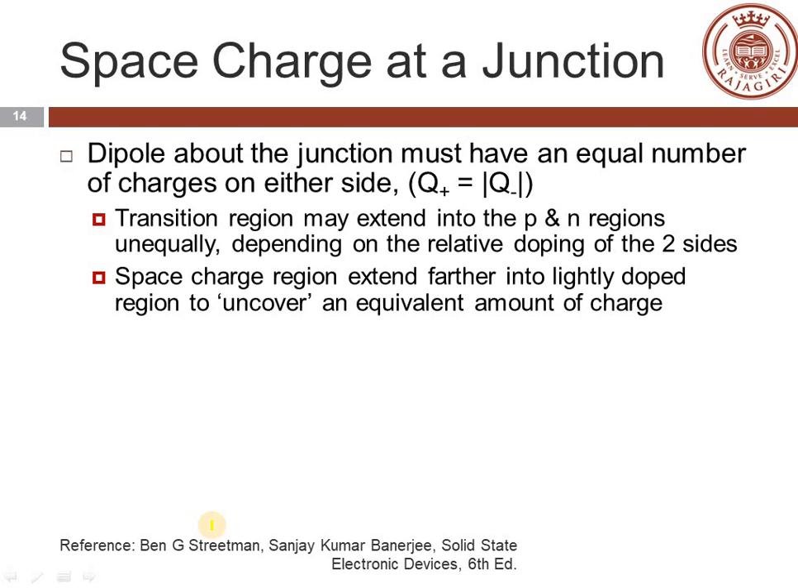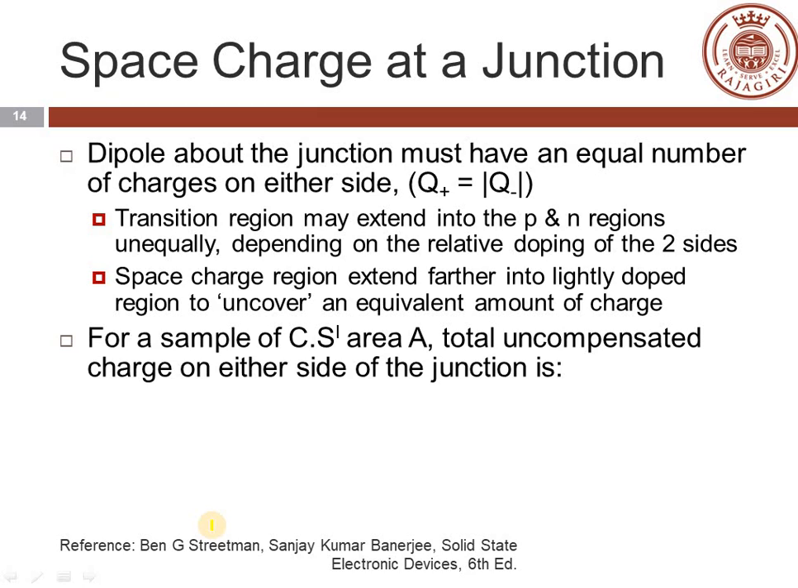The transition region, that is our W, may extend into the P and N regions unequally. That is, the lengths xn0 and xp0 may not be equal, depending on the relative doping of the two sides. The space charge region extends farther into the lightly doped region to cover an equal amount of charge as the heavily doped region.